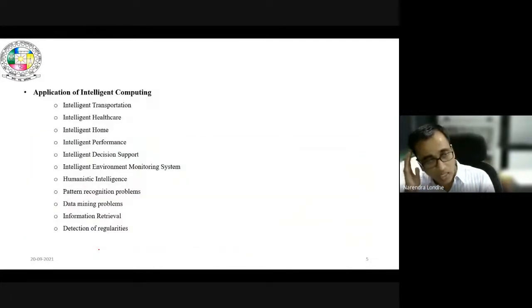So what are the applications of intelligent computing? There are many. If you look at the present era, it has applications everywhere. We have intelligent air conditioners, we have intelligent washing machines, we have intelligent cars, right, healthcare systems are there. Okay, there is intelligent transportation, as I just gave you an example.